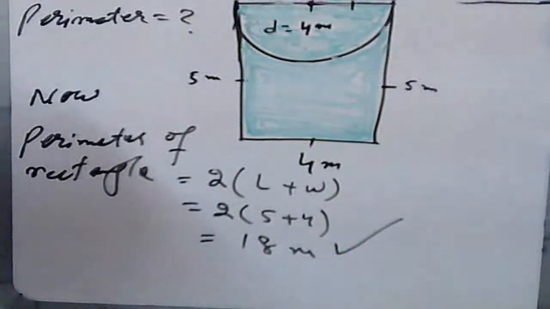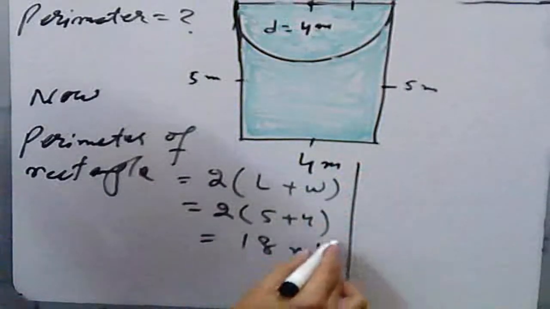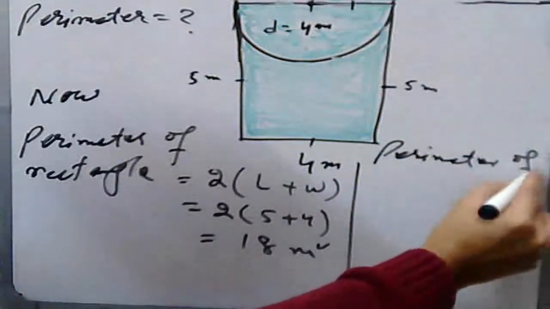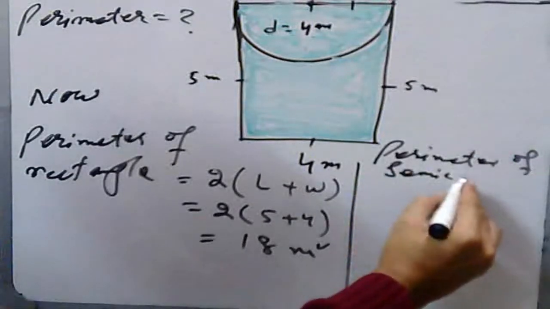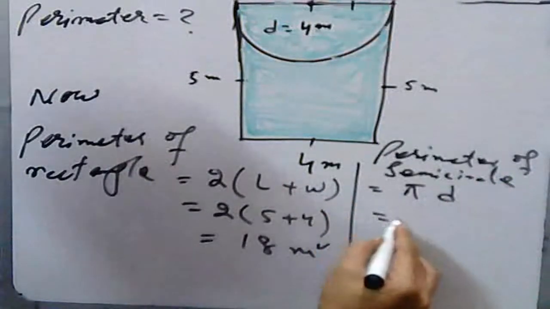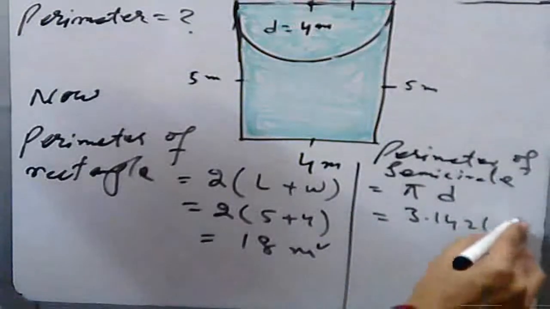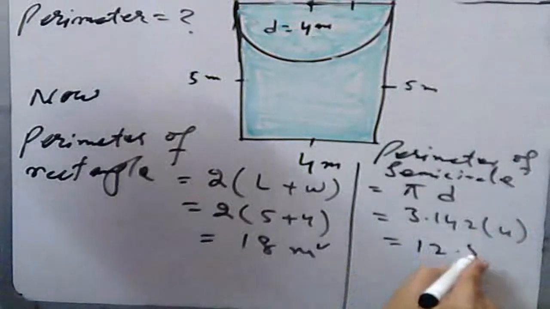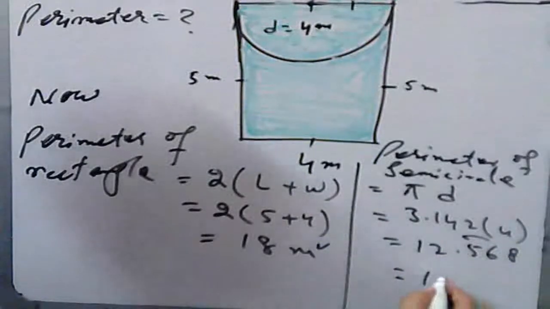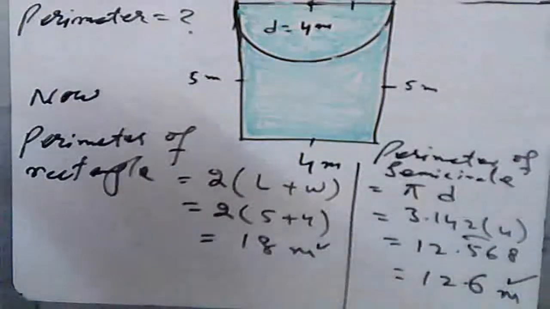Similarly, perimeter of a semicircle. Perimeter of a semicircle is equal to pi d. Very simple. The value of pi is 3.142 and the value of d is 4. After simplification you will get 12.568. After rounding you can write 12.6 meter. So that is your perimeter of a semicircle.